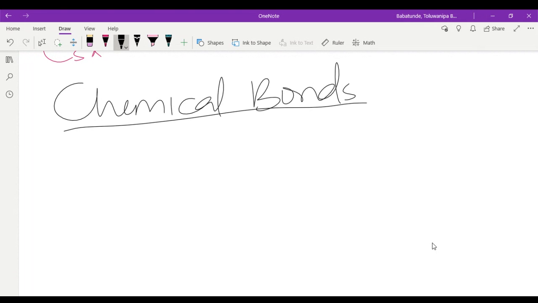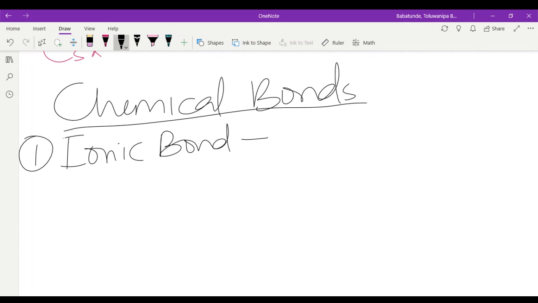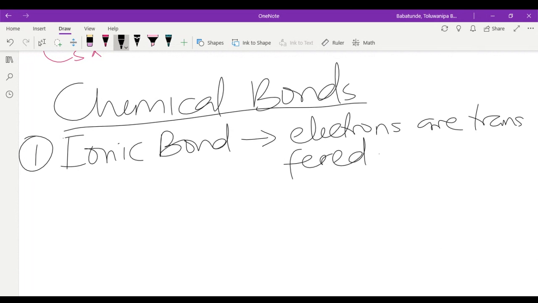So we have the ionic bond, the covalent bond, and the metallic bond. Starting with ionic bond: in ionic bond, electrons are transferred. Electrons are transferred from the metal cation to the non-metal.